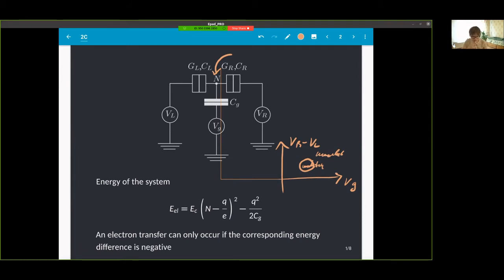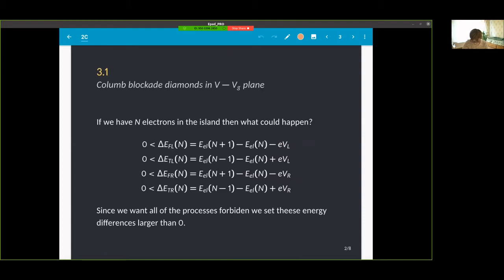So for this particular system, one can derive that the electrical energy is given in the following form, where there are n electrons on the island, minus Q over e, where Q is the charge screened on the capacitor, which is a function of the gate voltage and other quantities. And right, so we want to understand the Coulomb diamonds, and to do so, we are looking for non-conducting regions.